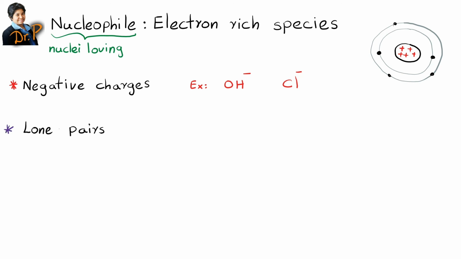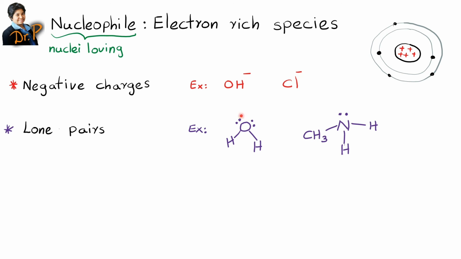The lone pairs. Let's take some examples: a water molecule and this amine. In this water molecule, you can find 2 lone pairs. What does a lone pair mean? The lone pair means the electrons that do not participate in a bond.